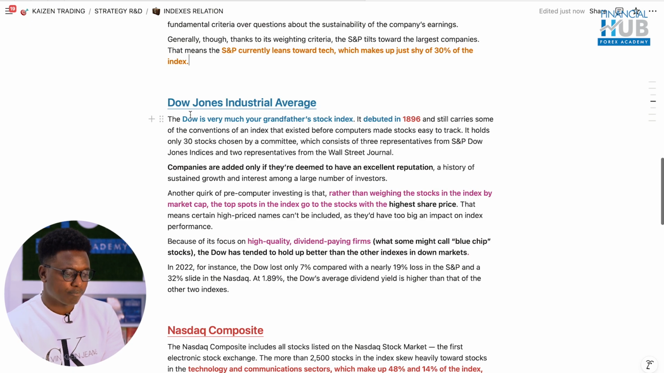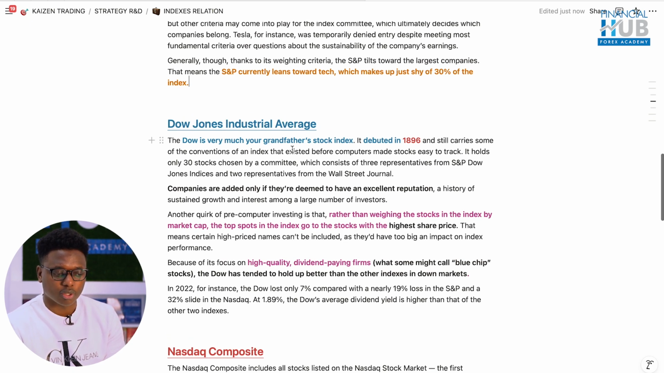Dow Jones. The Dow is very much your grandfather's stock index. It debuted in 1896 and still carries some of the conventions of an index that existed before computers made stocks easy to track. It holds 30 stocks chosen by a committee, just like the S&P 500, which consists of three representatives from S&P Dow Jones Indices and two representatives from the Wall Street Journal. Companies are added only if they are deemed to have an excellent reputation.